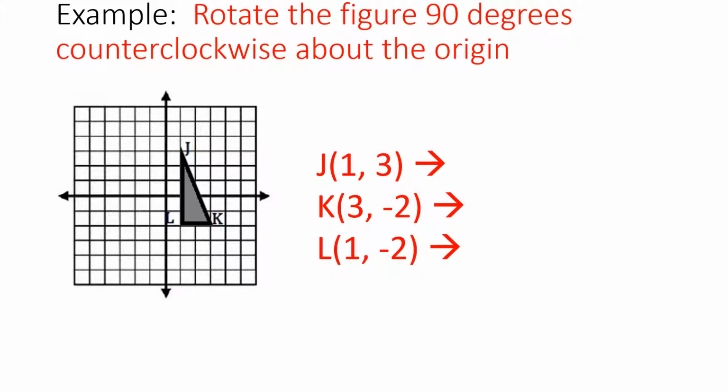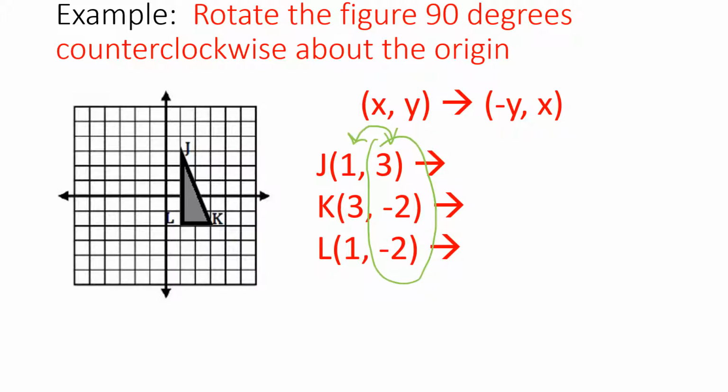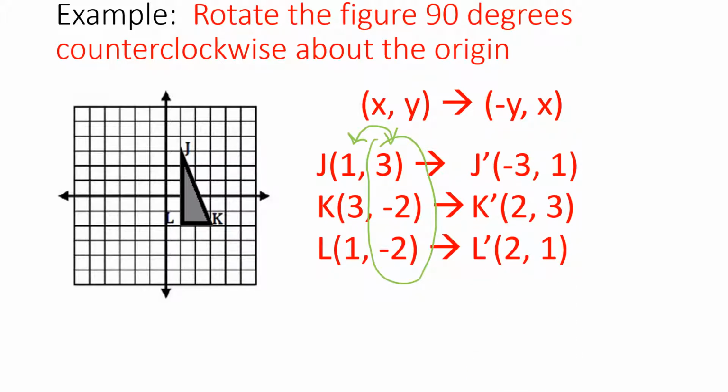Well, if we think about it, 90 degrees counterclockwise, that's the same thing as 270 degrees clockwise, which means my rule is the ordered pair numbers switch and the original y value, so these values, 3, -2, -2, that's the thing that's going to get negated, and then we're going to switch place values for x and y. So my new ordered pairs are going to become -3, 1, 2, 3, 2, 1.